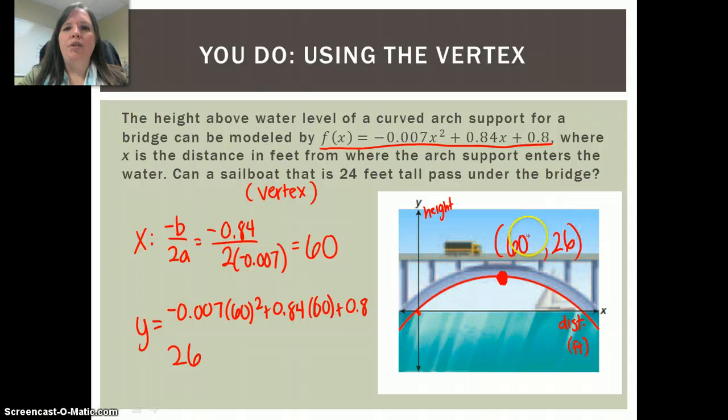So what do these represent? The 60 represents the distance away from the entering point, and the 26 represents the y value, the height. So can a sailboat fit under there if the sailboat is 24 feet tall? The answer is yes, because the vertex is at 26 as far as the height goes.